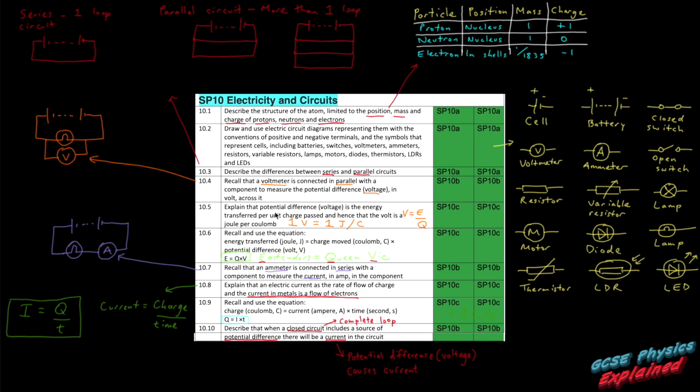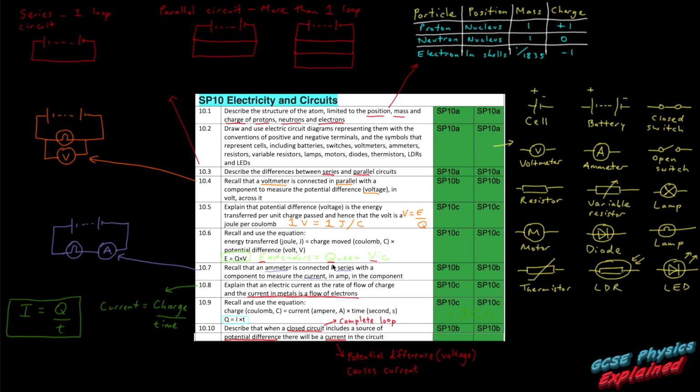10.5. Explain that potential difference. Voltage is the energy transferred per unit charge passed, and hence that the volt is a joule per coulomb. So in other words, it's basically this equation here: voltage equals energy over charge. But rearranged, E equals Q times V. So energy, EastEnders, is the Queen Vic.